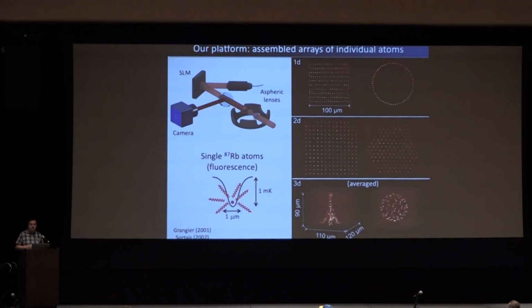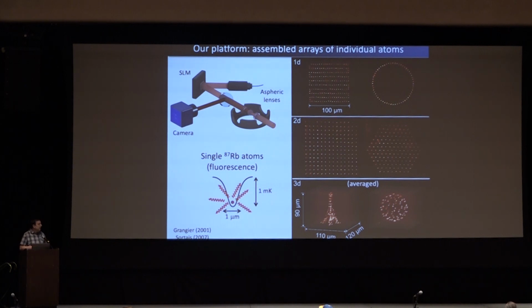So what is our platform about? In our platform, we create assembled arrays of individual atoms. In order to do this, we are using optical dipole traps that we focus very tightly using two aspheric lenses that we put inside the vacuum chamber. And with this, we can create trap depths for single atoms of around 1 millikelvin with waists of around 1 micron. So this means that we can trap single atoms in this type of arrays.